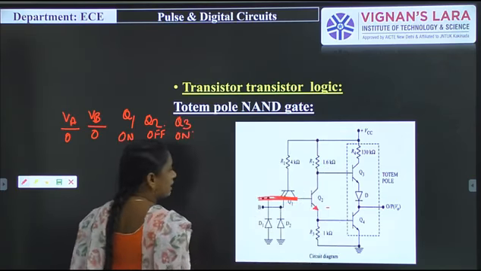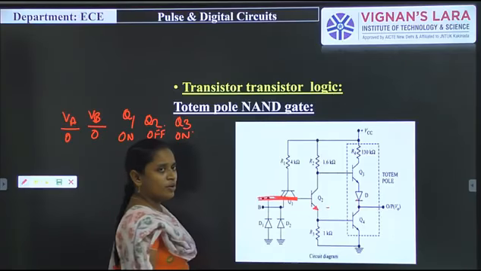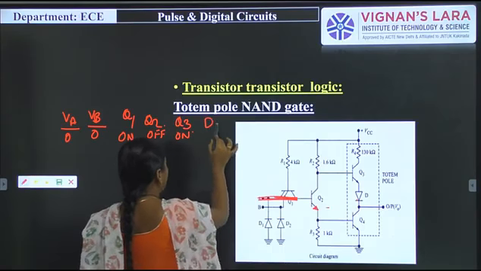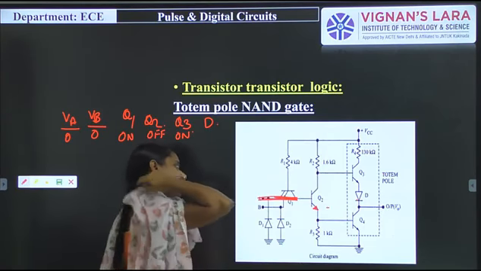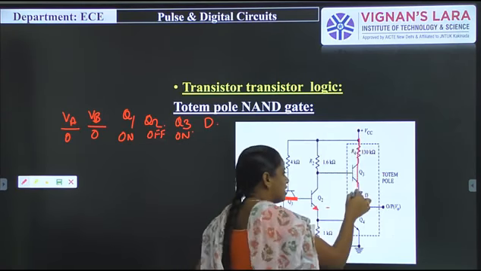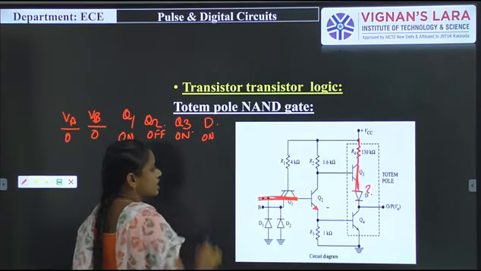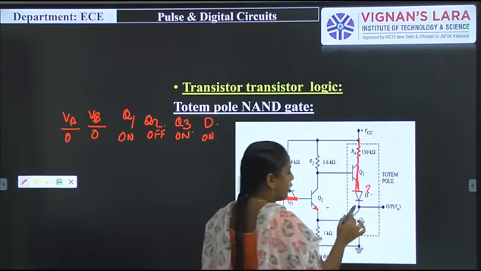At that particular time, the diode D is used for splitting of this totem pole connection. This VCC voltage is given to the anode of diode D, so diode D is also in on condition. So this VCC voltage is produced at the output side. At that particular time, what is the condition of Q4? Simply, Q4 is in off condition.